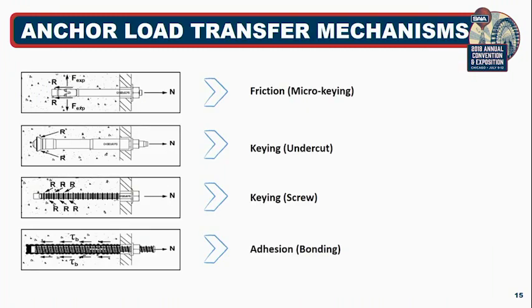Anchor load transfer mechanisms. This slide illustrates the basic tension load transfer mechanisms for the majority of the anchor systems. And I say tension load transfer mechanisms because shear is almost always transferred by bearing on the concrete surface. And if you look at the majority of the mechanical anchors, the way they transfer their tension loads is via friction. So if you take, for example, a wedge type anchor, that's what's shown over here.